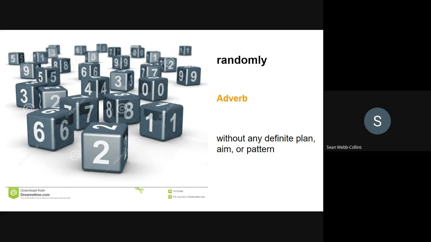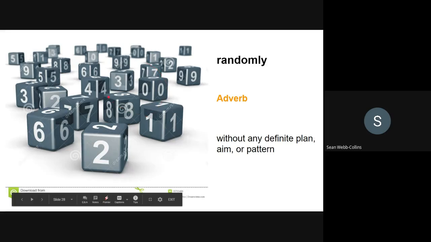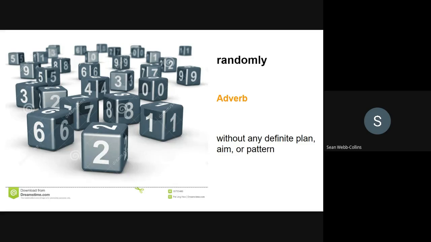Randomly. Adverb, without any definite plan, aim, or pattern. For example, these squares, these cubes, have random numbers. Or, randomly pick a marble out of the hat and write it down.